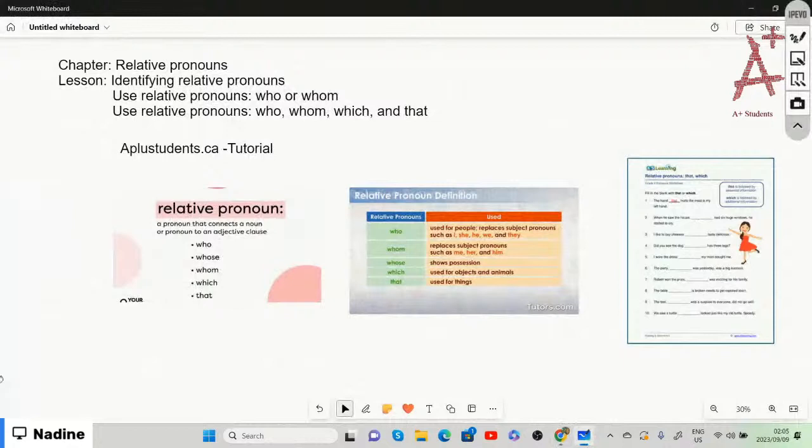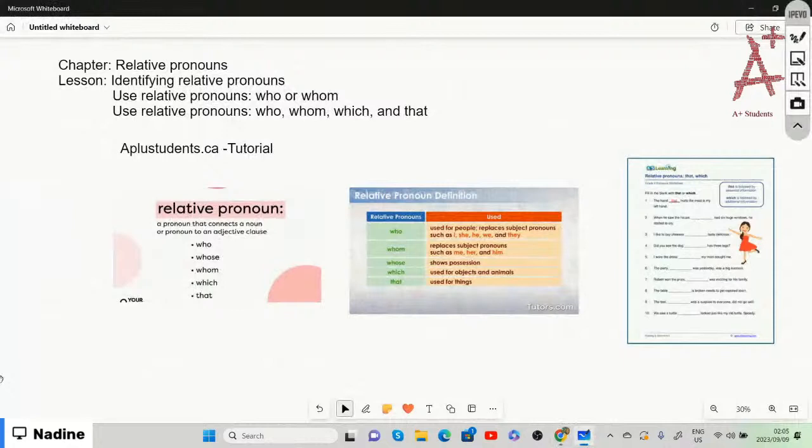All right. So basically, a relative pronoun is a pronoun that connects a noun or a pronoun to an adjective clause. And the relative pronouns that we have are who, whose, whom, which, that. So that is our relative pronouns.